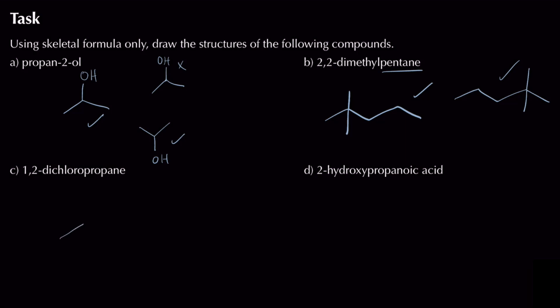Look at the next one. You've got 1,2-dichloropropane over here. It looks like this. On position 1, you end up with a chlorine. Position 2, you're going to end up with a chlorine there as well. Again, you can flip it just like how I did with B.